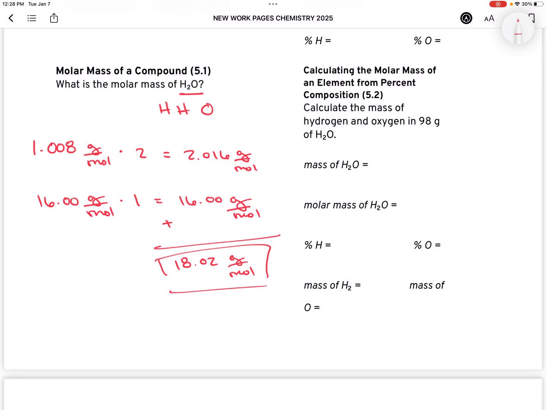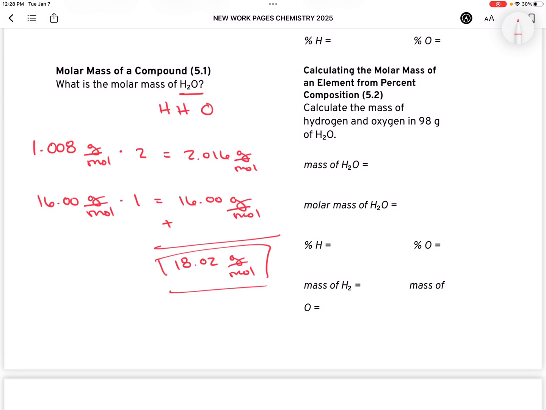So 1 mole of water, it's not just 1 atom, but now it's a group of atoms, is 18.02 grams. So if I went into the lab and I weighed out 18.02 grams of water, that would equal 1 mole of water. I would have 6.02 times 10 to the 23rd molecules of water.